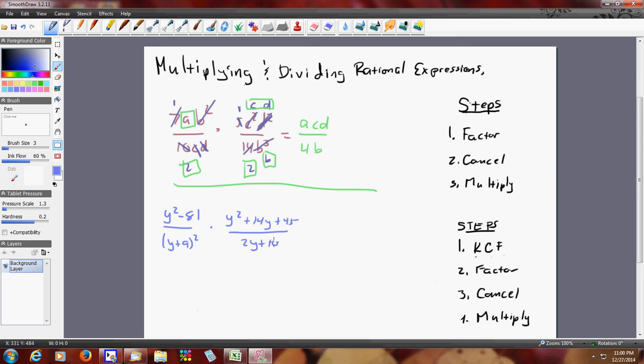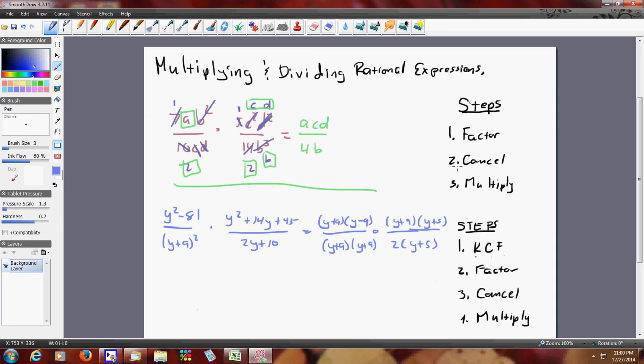over 2y plus 10, right? So now I'm going to factor first, and when I factor, I get y plus 9, y minus 9, because this is the difference of perfect squares. Here I just get y plus 9 times y plus 9. Here I'm going to get y plus 9 times y plus 5. And here I'm going to factor out the 2 and I get y plus 5.